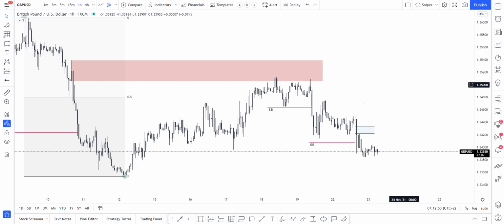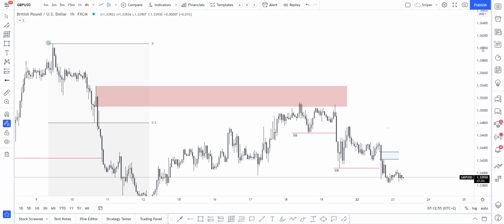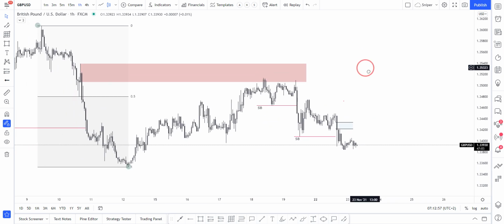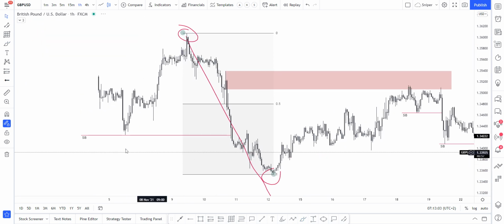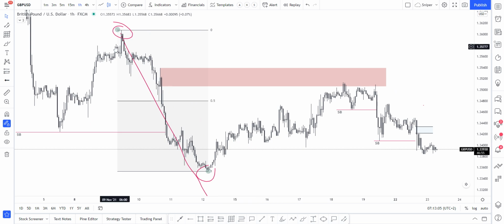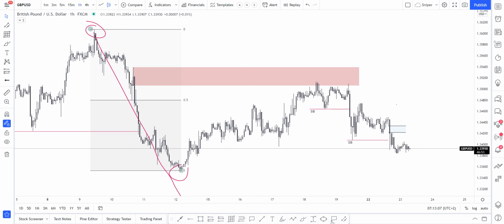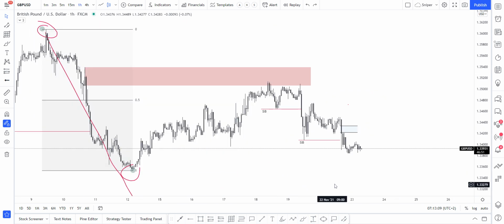Starting off with pound dollar, I'm going to be looking just at the 1 hour and then lower. We can see on the 1 hour, this was our main leg towards the downside where we created a high, low, we pushed down and we broke this last swing low. So that is the main structure point that we have. You can see I have my premium and discount tool plotted on there.